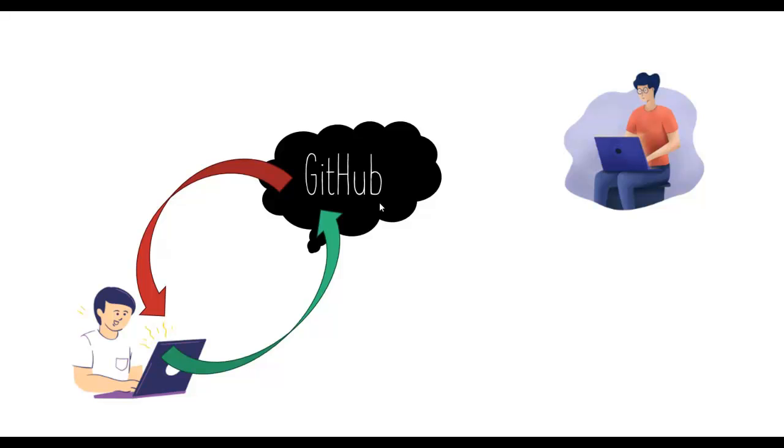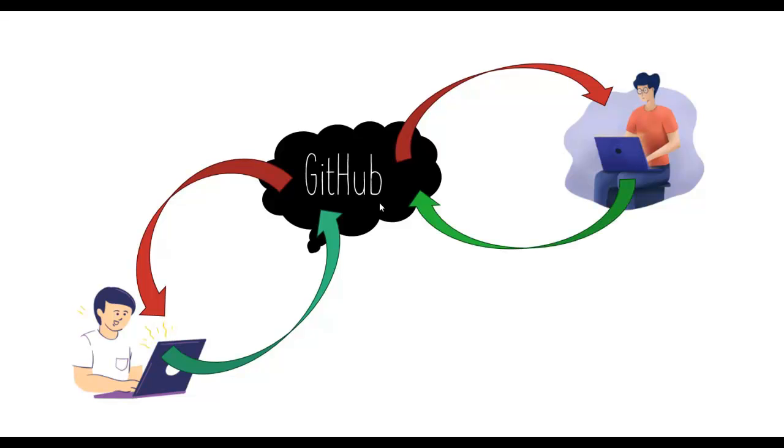Now suppose your friend is currently adding a new feature to our project. So after that, your friend will pull the latest code from GitHub and add their own feature and push the changes back. Now we have already discussed how to push our code on GitHub, right?